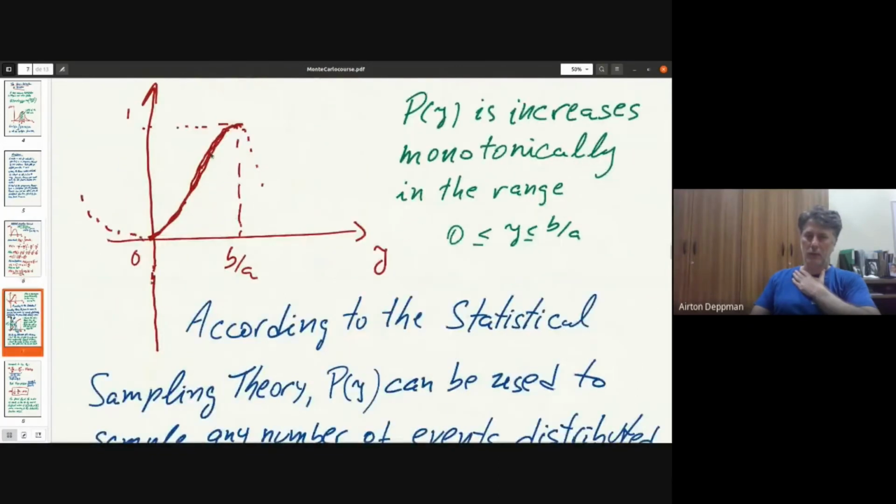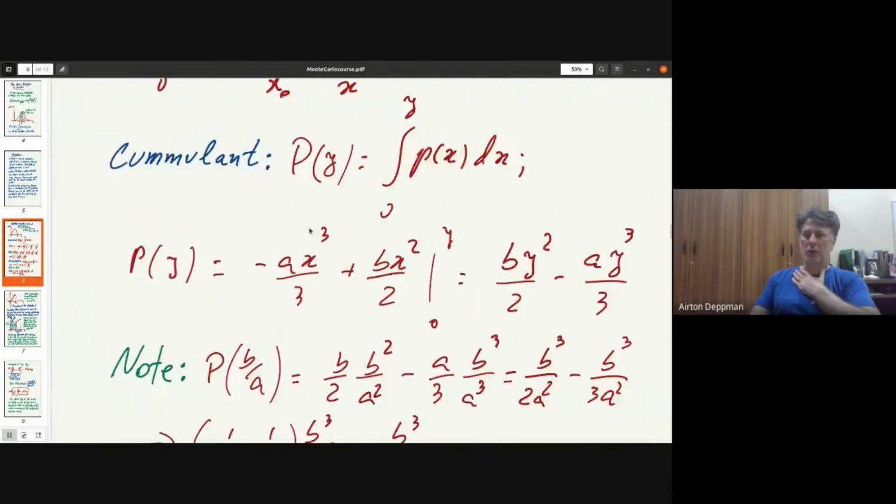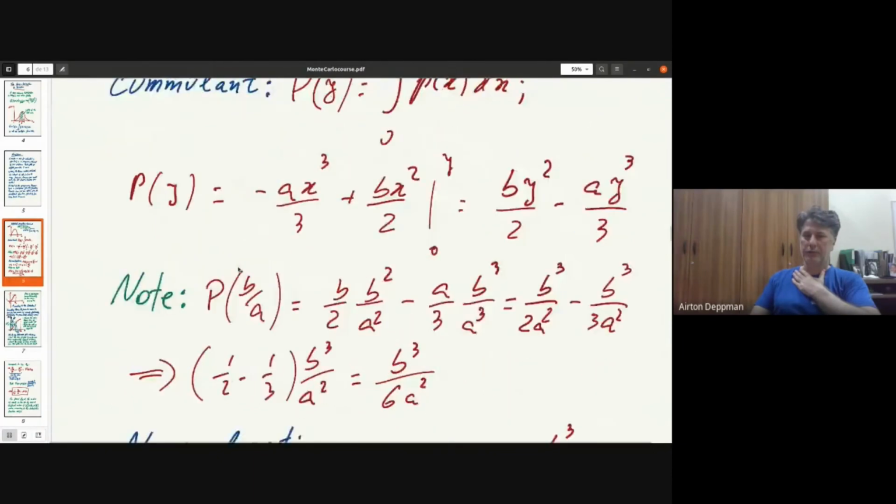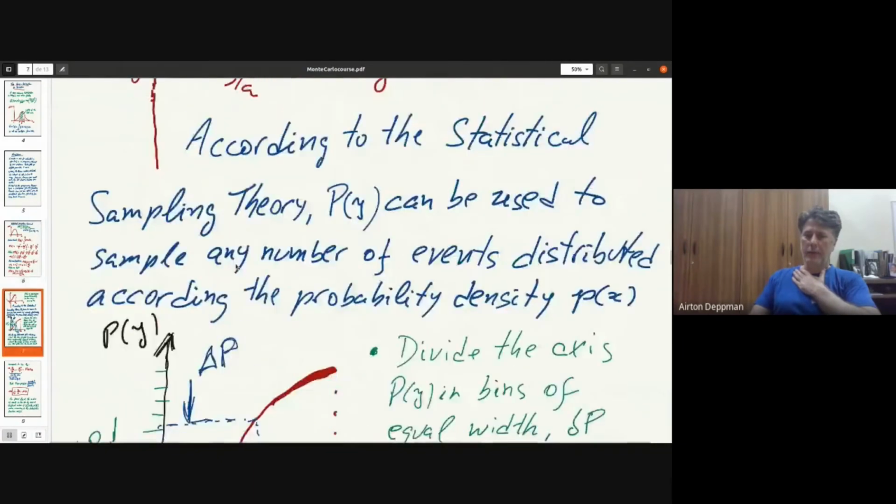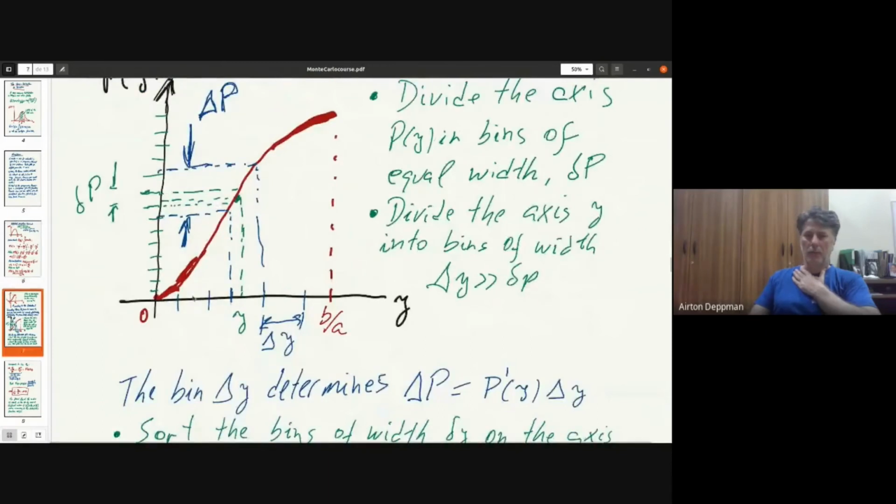We have the cumulative distribution and sorting uniformly events in this range, and choosing, using this cumulant, the value of y, we end up with a set of values of y, which are distributed according to this distribution. And why does it happen? Because if we pick different bins here, they will always be proportional to the derivative.